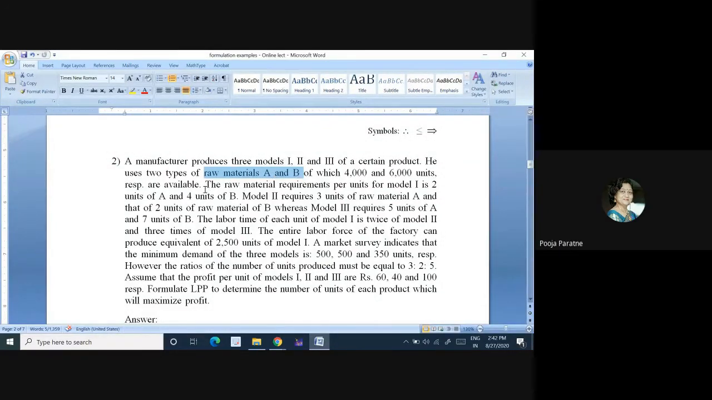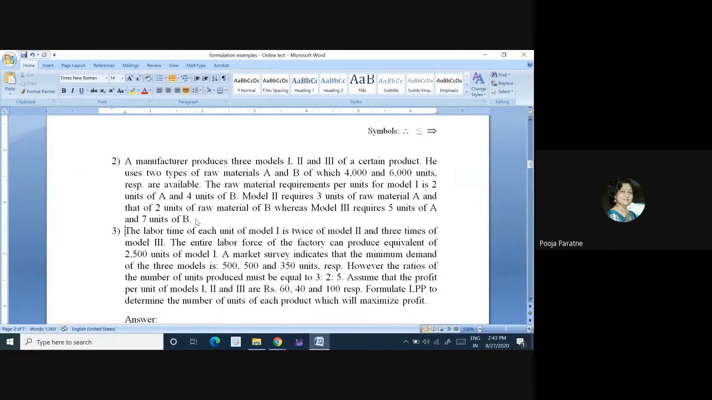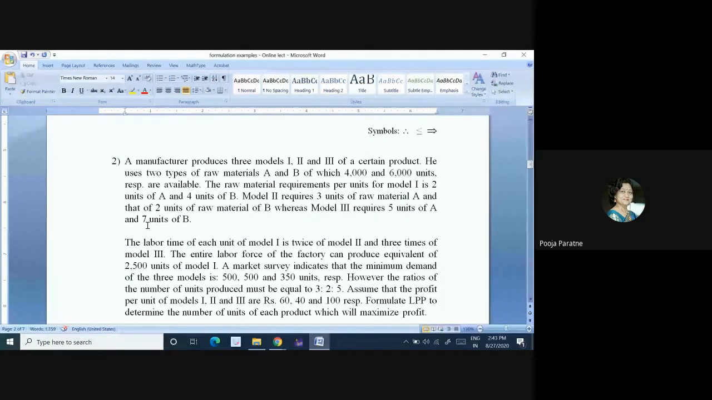So now let us read the next line, what they have given. The raw material requirement per unit for model 1 is 2 units of A and 4 units of B. That is the requirement for model 1. Then model 2 requires 3 units of raw material A and 2 units of raw material B. So the requirement for model 2 is also given. And model 3 requires 5 units of A and 7 units of B. So here we will just cut it, because this is all information.